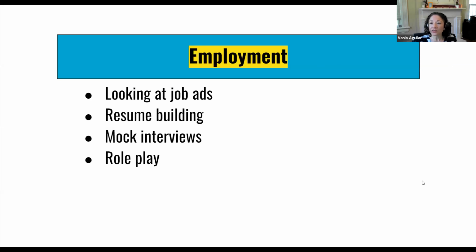And because our students come from many different countries, and the cultural differences are big sometimes, it is very important to cover all of those differences. So it's not just about how to look for a job and how to build a resume and doing mock interviews and doing role play, but actually covering all of those cultural issues that may come up.